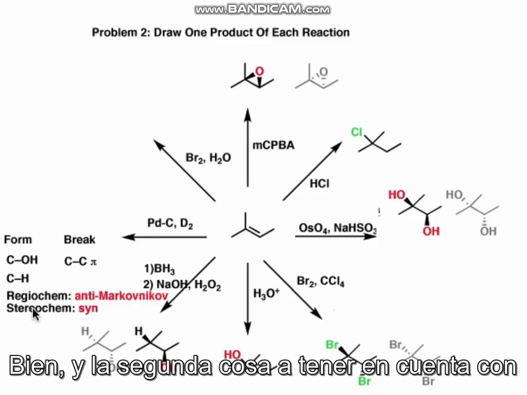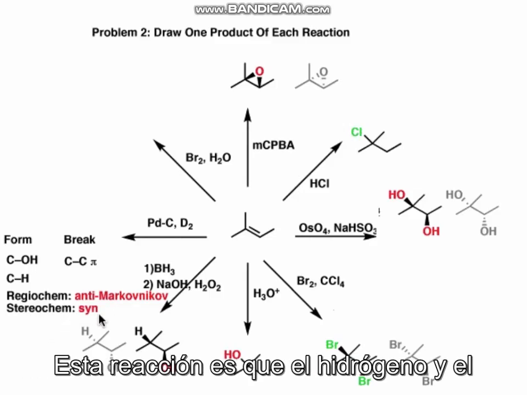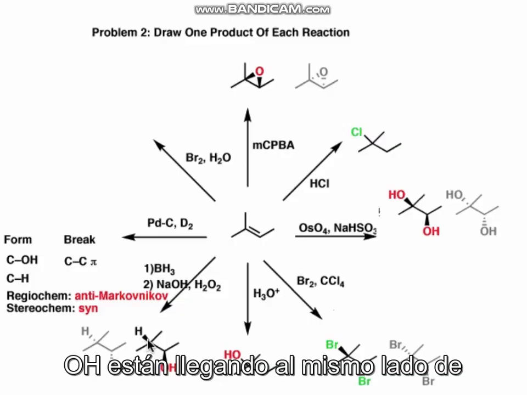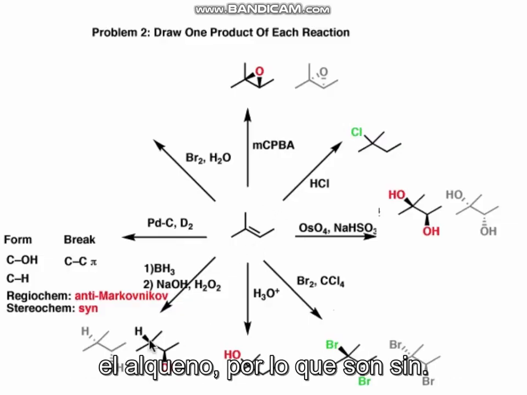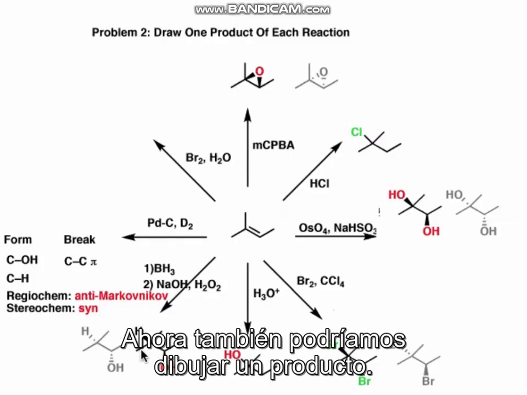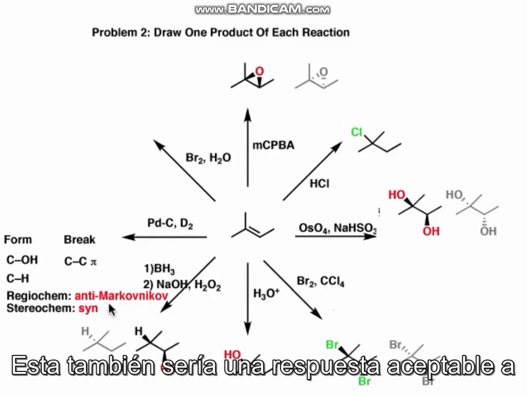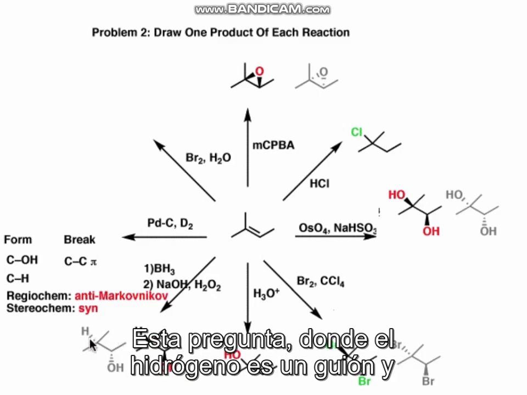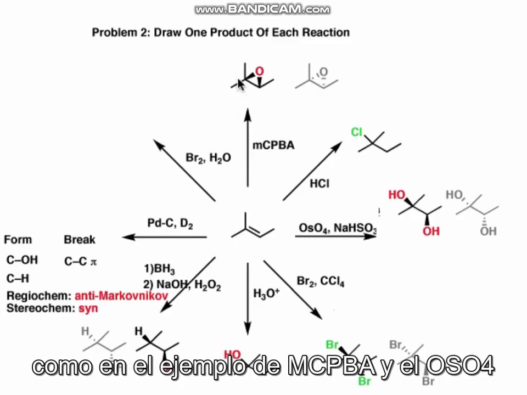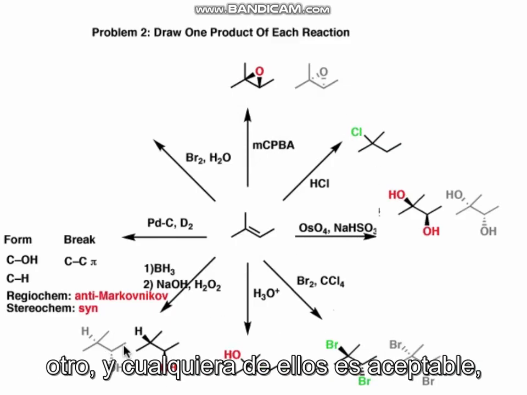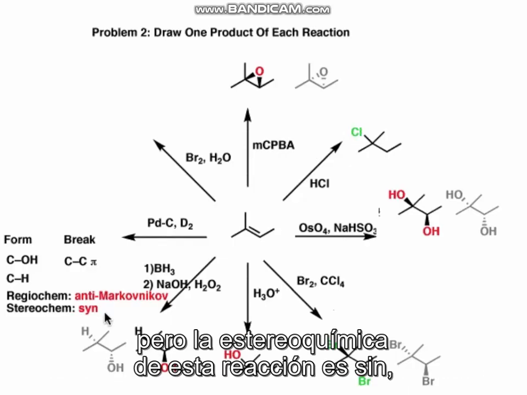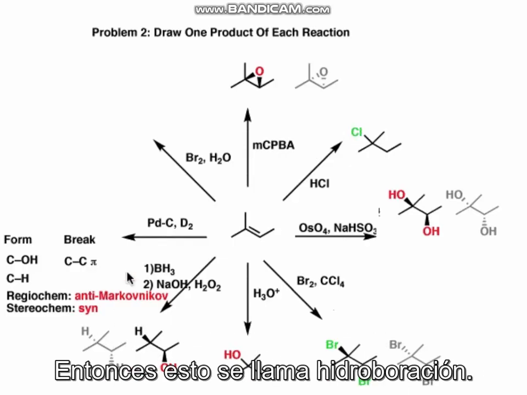Okay. And the second thing to note with this reaction is that the hydrogen and the OH are arriving on the same side of the alkene, so they are syn. Notice these are both wedges. Now, again, we could also draw a product. This would also be an acceptable answer to this question, where hydrogen is a dash and the OH is a dash. And again, just like in the MCPBA example and the OsO4 example, these two would be enantiomers of each other, and either one of them is acceptable. But the stereochemistry of this reaction is syn. So this is called hydroboration.